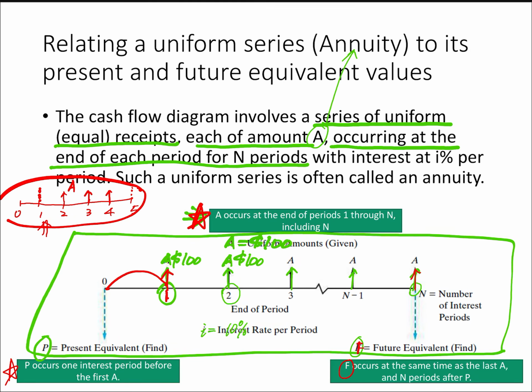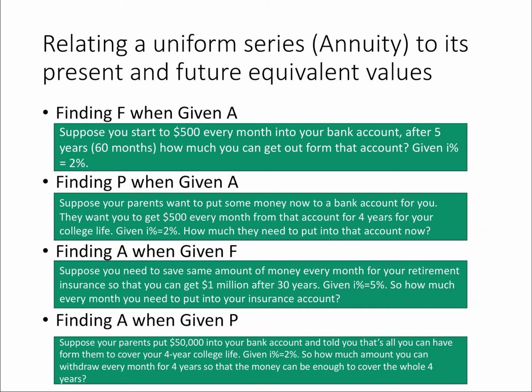So let's see what kind of things we can do using the relationship between the annuity and the future value and the present value. There are 4 things we can do. The first case is finding F given A. So find the future equivalent value given the annuity.